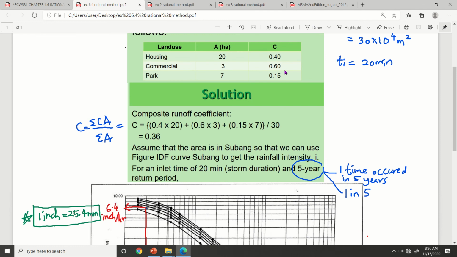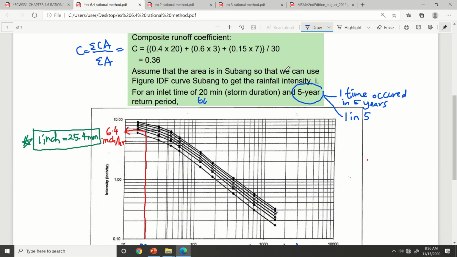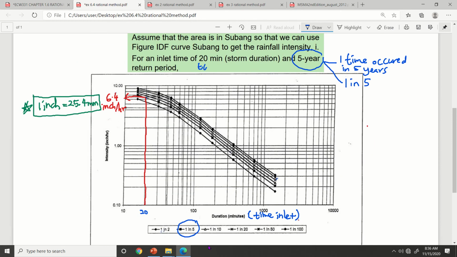C is given 0.36. So to get QP, you have to use the IDF curve. So assume that the area is in Subang, so that we can use the IDF curve for Subang to get I. The inlet time is TC. TC is 20 minutes and the return period is 5 years. This means 1 in 5 years, so one time occurred in 5 years.